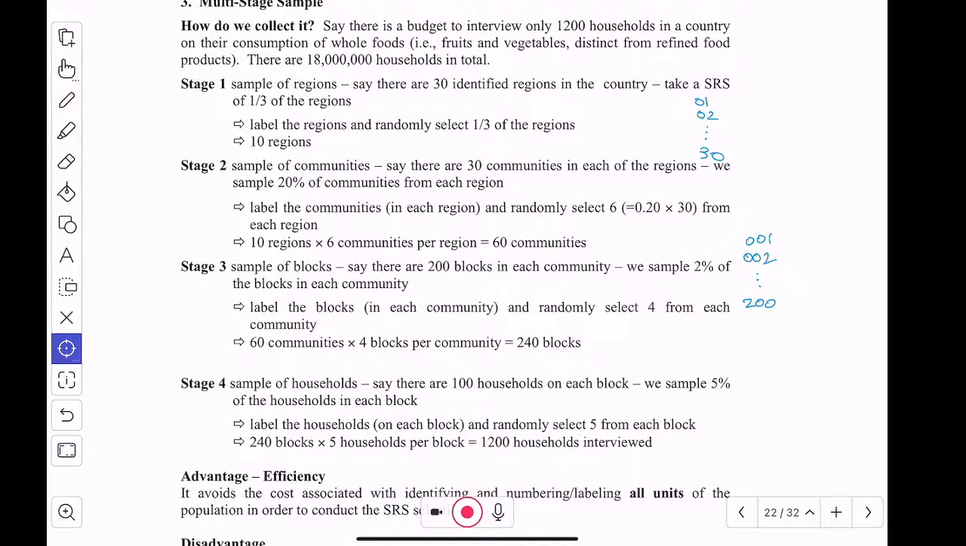And we're down to the household level now. So now in 240 blocks, we don't have to find 18 million households. We just have to identify all the households in 240 blocks. For convenience, we say there's 100 households on each block. We have to label just 100 on each block. So we start 001, 002, up to 100 on each of the 240 blocks. That's a total of 24,000 households as opposed to 18 million that we actually have to label.